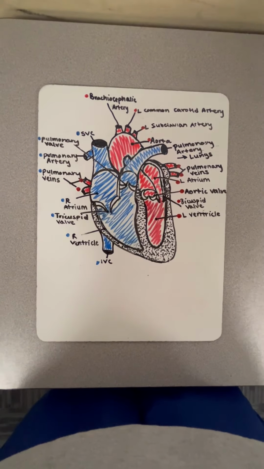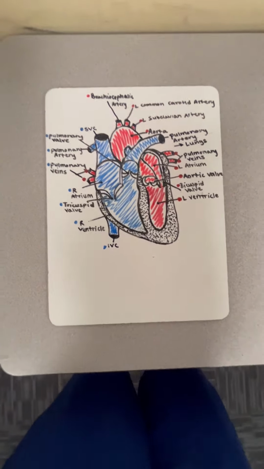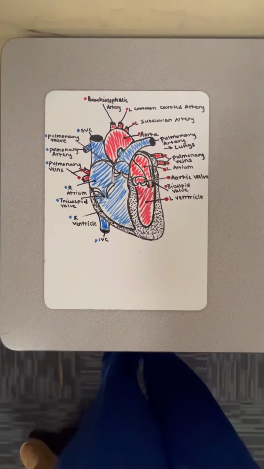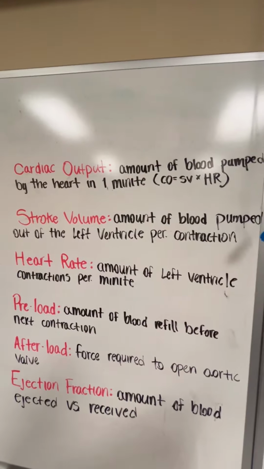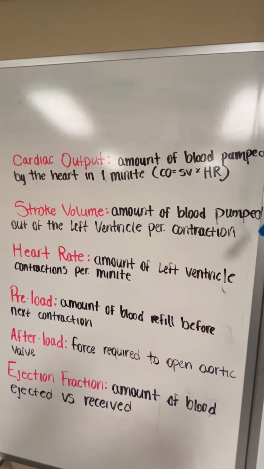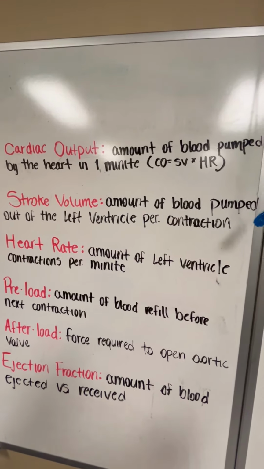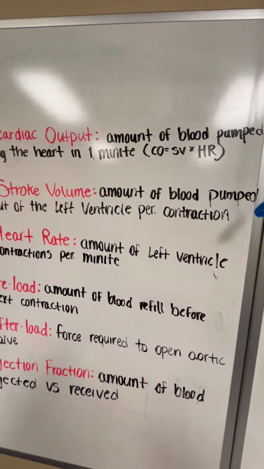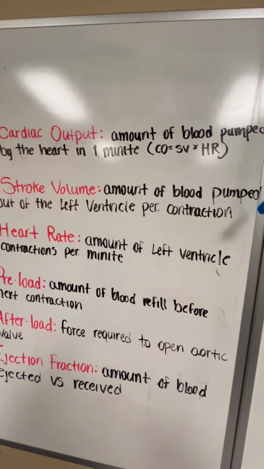Okay, so since we now know about the blood flow in the heart, we're going to go over some vocabulary for the volume. So we're going to start up here at cardiac output. That's the amount of blood that's pumped by the heart in 1 minute. We calculate this with the stroke volume times the heart rate.